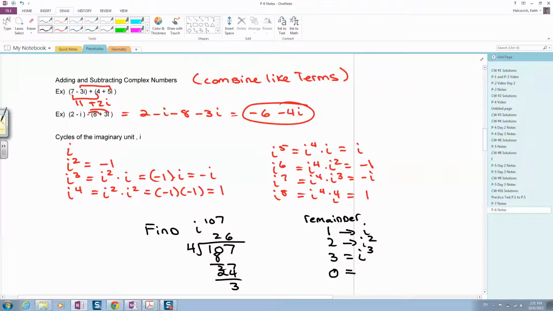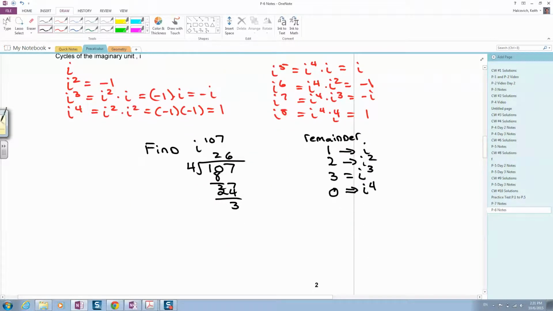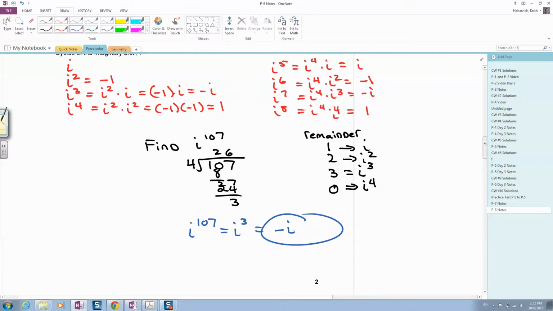0 is the same as i to the fourth. So in this case, since the remainder is 3, that i to the 107th is the same as i to the third, which is equal to -i. Alright.